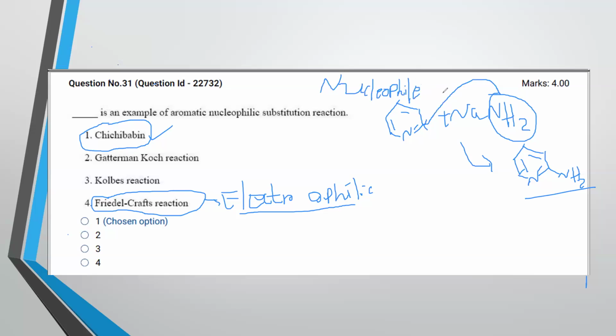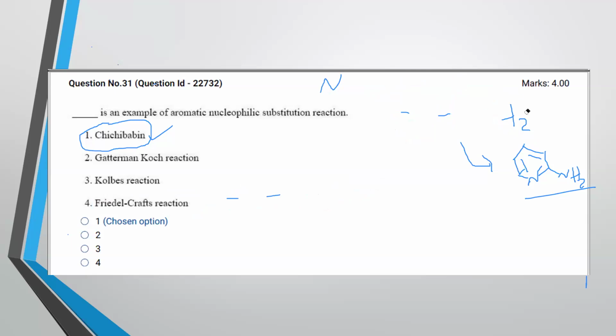Aromatic rings in general give electrophilic substitution reactions, but there are some differences, as chemistry has exceptions to existing theories and reactions. So here also is a difference: Chichibabin is a nucleophilic substitution reaction that takes place in pyridine in the presence of sodamide, and it gives 2-aminopyridine. So here the correct answer is Chichibabin. If it was electrophilic substitution, then the correct answer would be the Friedel-Crafts reaction.